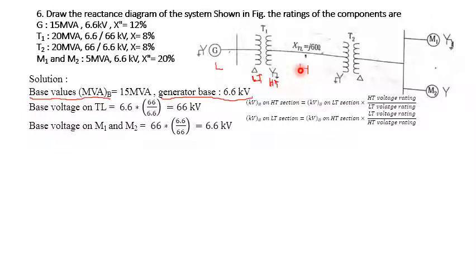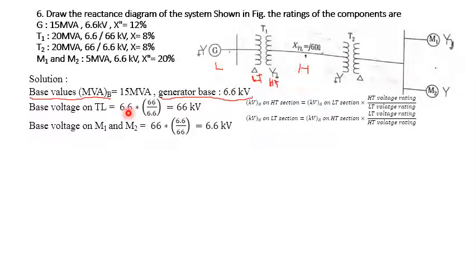So the base voltage on the transmission line, TL means transmission line, is equal to, as we already discussed, I am calculating on the ST section. Is it right? This is LT, this is ST. Do not look into the transformer, we'll just go through it. The base voltage on the transmission line is equal to the kV base on the LT section. We have chosen 6.6 kV as the base voltage.